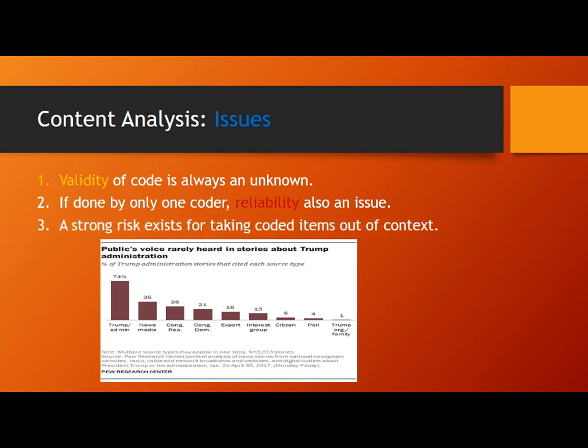Next, a strong risk exists for taking coded items out of context. For example, you can look below, and somebody could critically say, "We never really understood in what way the news media or the congressional Republicans or the congressional Democrats were being talked about in the articles. It was just that they were mentioned, so we don't even really know in what context." They're just being coded. That's a content analysis. But again, nothing here is without its limitations.